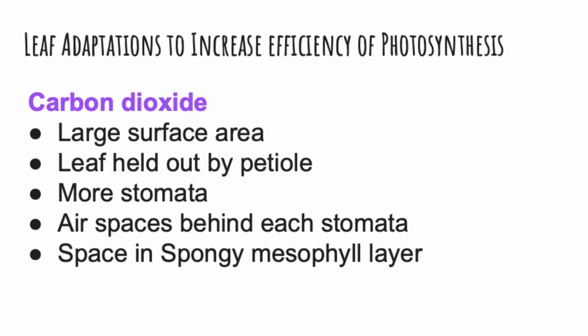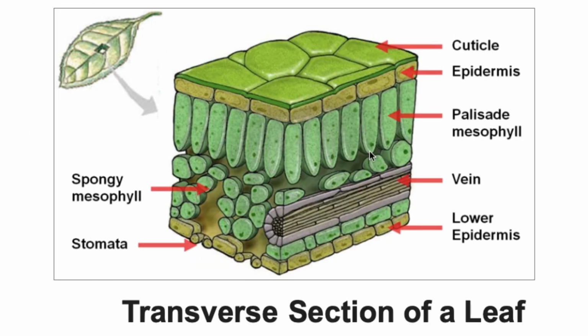Leaf adaptations to increase efficiency of photosynthesis, especially in carbon dioxide, are large surface area. You can see the leaf, it's really broad. The leaf is held out by the petiole and has more stomata. We also have air spaces behind each stomata, space in the spongy mesophyll layer. As you can see here, there are air holes for the carbon dioxide to go through, and the spongy mesophyll is not tightly packed so that the carbon dioxide can go in through the stomata, through the spongy mesophyll, and up here to the palisade mesophyll.